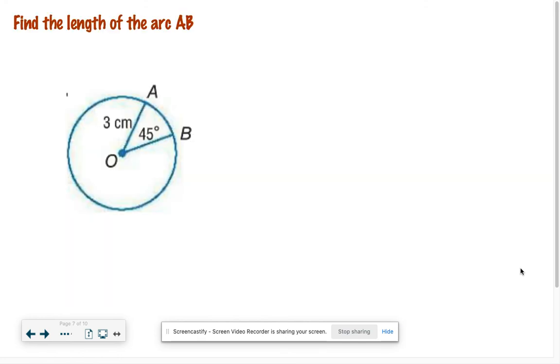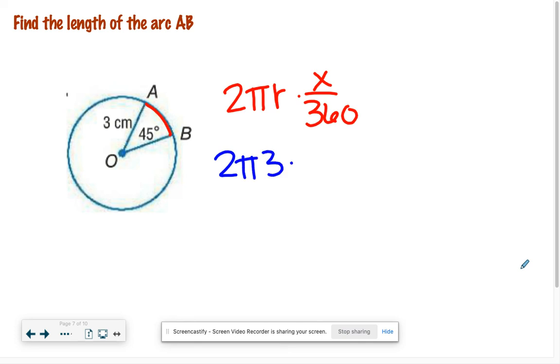So find the length of arc AB. Here's AB. So our formula, I'll write it down here. Now we just plug in what we know. So my radius is 3. My angle's 45. And now we go from here. Again, this is calculator work. You simplify how you want. I'll show you what I did.